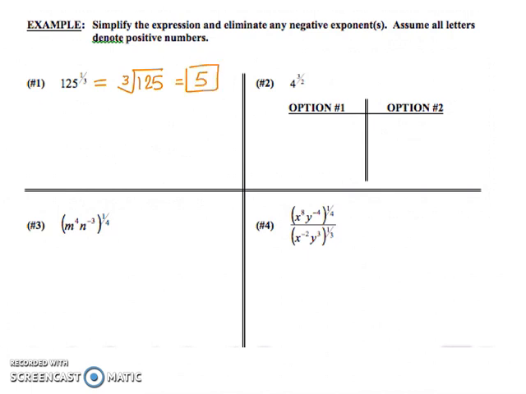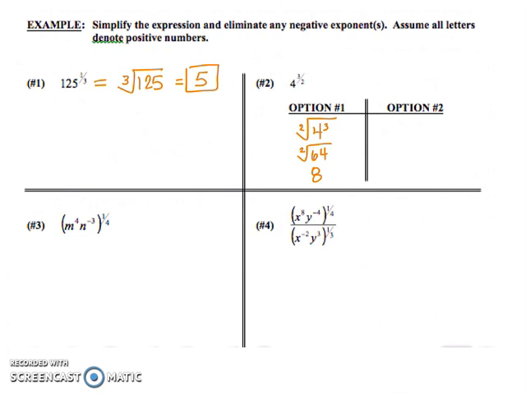Number 2, 4 to the 3/2 power. Option 1, we could tuck the exponent under the radical. So our root is 2. It's the square root of 4 cubed. We can simplify 4 cubed. That's 64. And then the square root of 64 is 8.